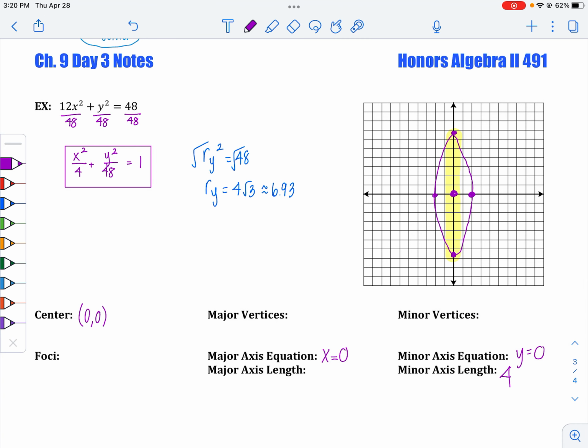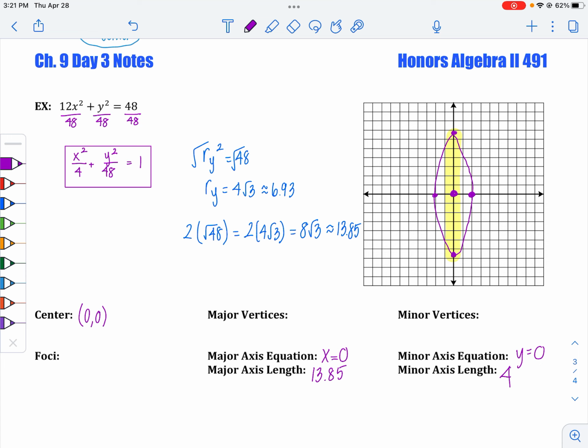The length of the minor, the smaller, is 2 to the right, 2 to the left, so 4 total. The major axis length is from 6.93 to -6.93. So that distance in total, we can even write it up here, is 2 of my root 48s. In other words, 2 of my 4 root 3s. In other words, 8 root 3, which is about 13.85. So that is the distance of our major axis.